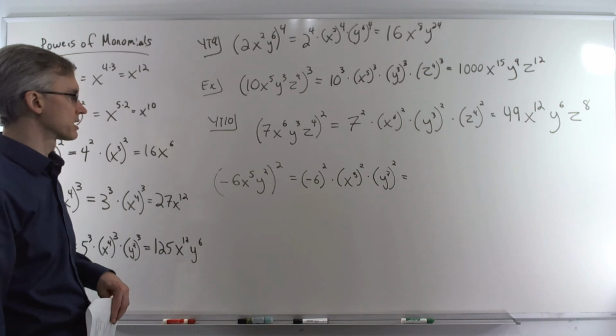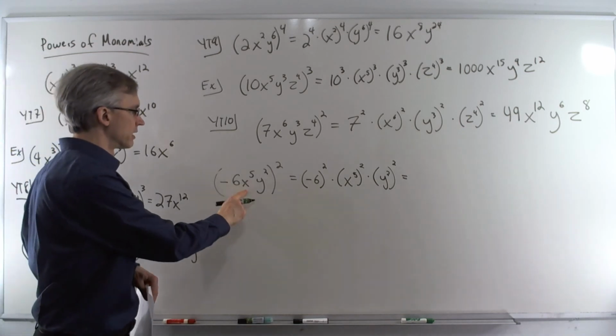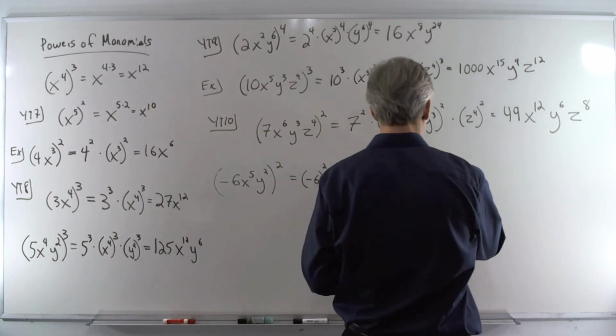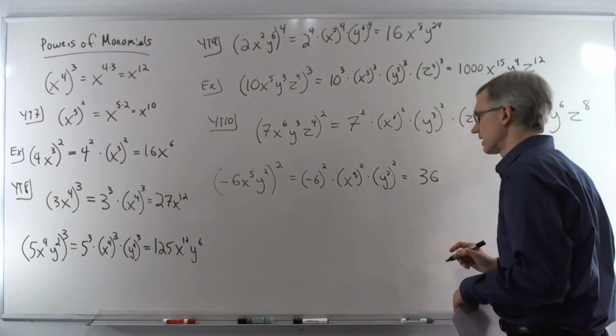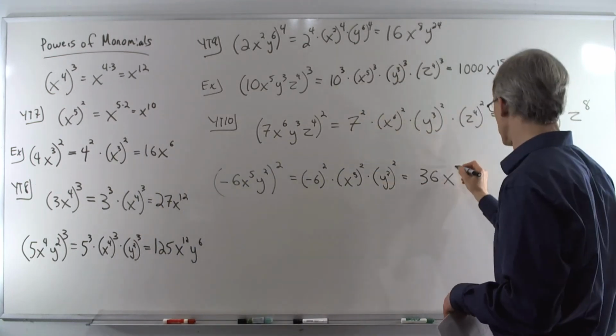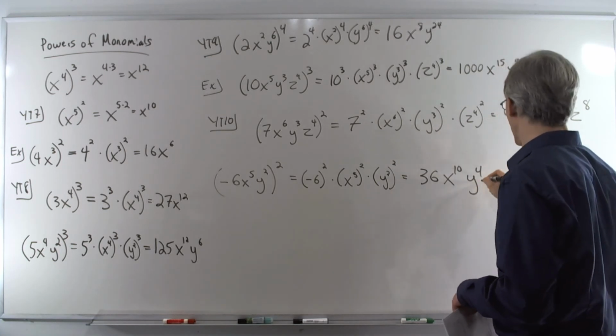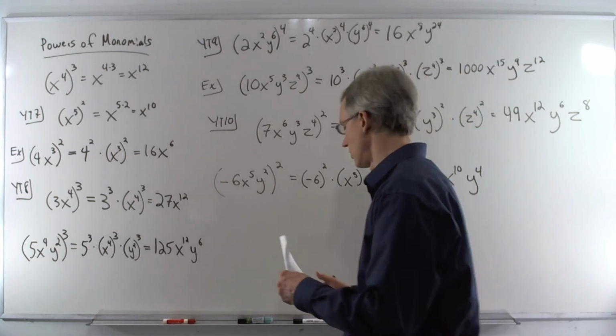All right, so I applied the exponent to all 3 things, the negative 6, x to the 5th, and y squared. So we get 36. 5 times 2 is 10, so that is x to the 10th power. 2 times 2 is 4, so we get y to the 4th power. 36, x to the 10th, y to the 4th.